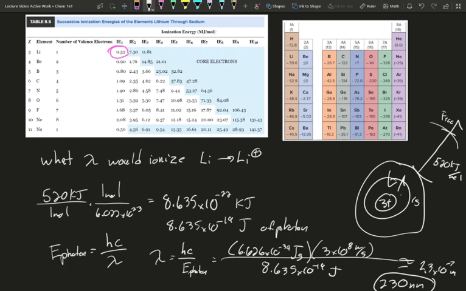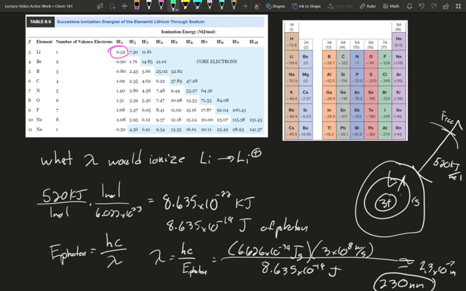So what wavelength of light is needed to knock that first electron off lithium and turn it into lithium plus? 230 nanometer wavelength light. Any larger than this, and it wouldn't have sufficient energy to push that electron all the way off. Any smaller, and the extra energy will just go into the speed of the electron.